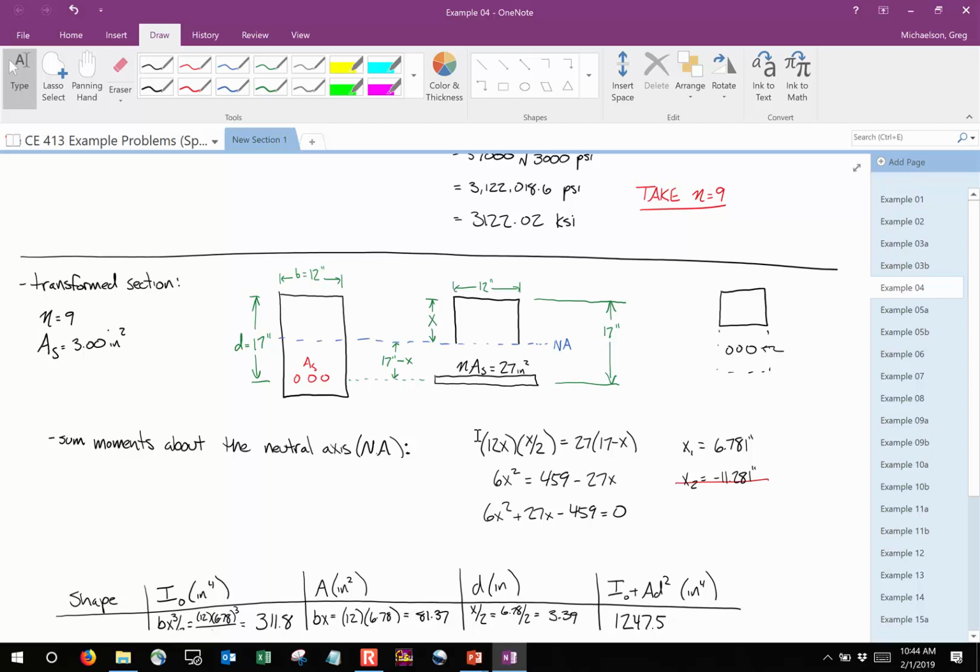Okay? So how far is it from the centroid to the very, very tippy top, the worst case compression? It's X, right? Does that make sense? Everybody else okay with that? I mean, I want to make sure this is clear, so.